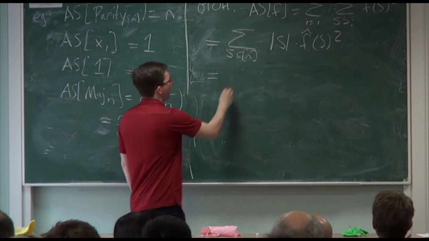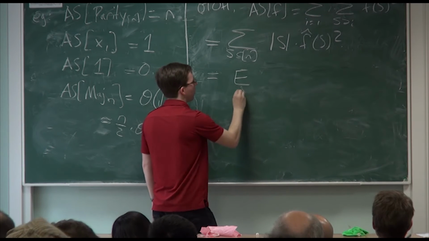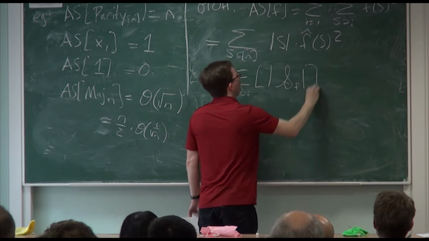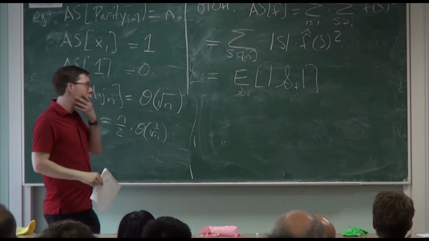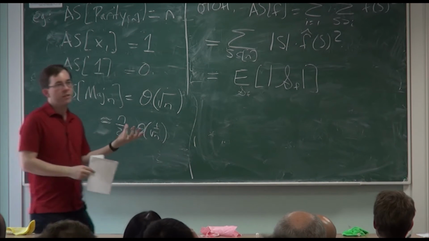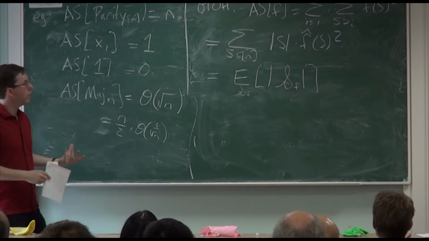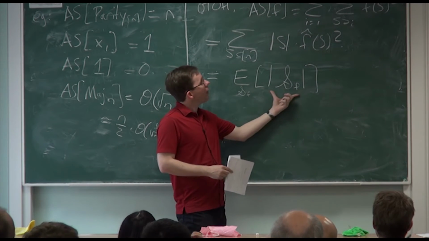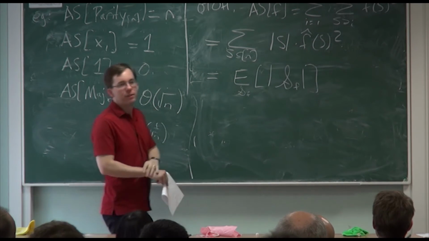Exactly, yeah. So this is also the expectation over the spectral sample of the cardinality of the spectral sample. Again, when you draw a set from the spectral sample, it tells you a subset of coordinates that are somehow important for the function. And the average cardinality of that set is actually equal to the average sensitivity of the function.